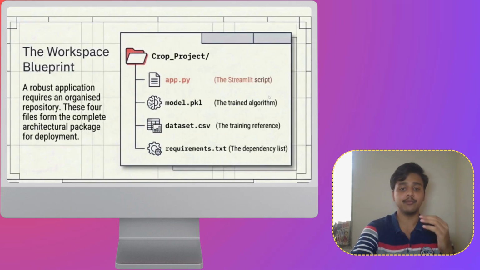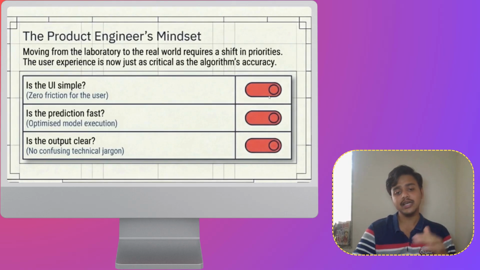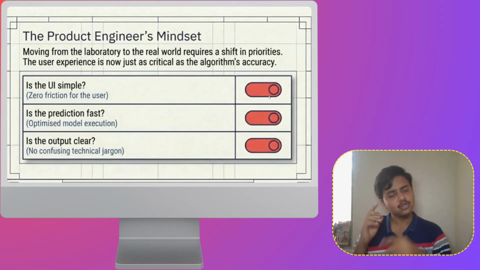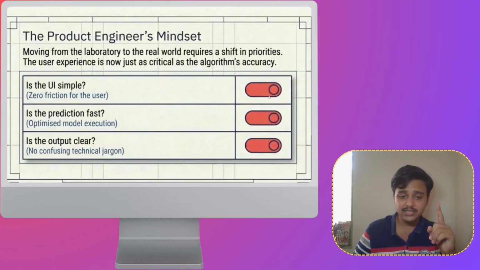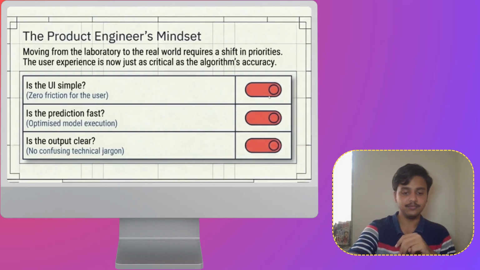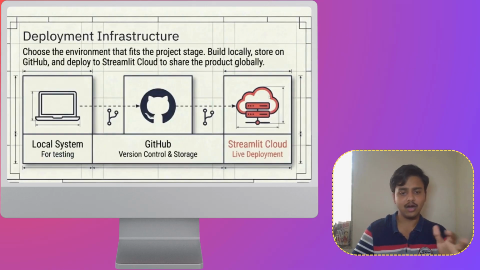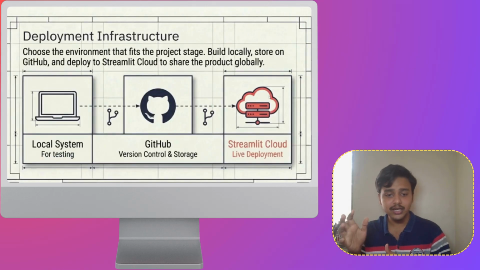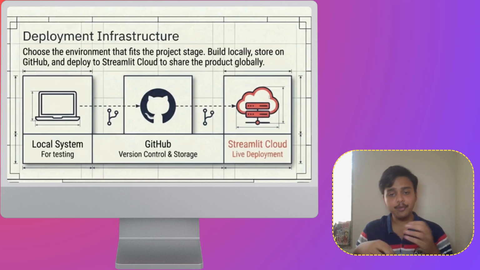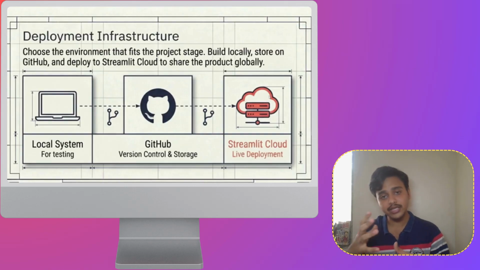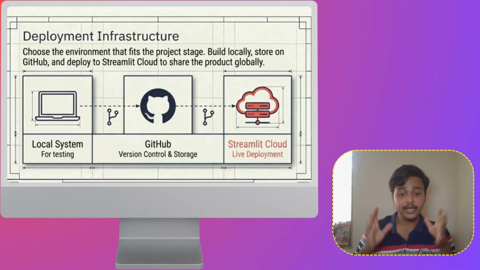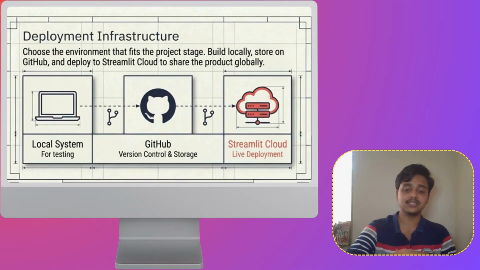Now, this is very important. Building a project is different from writing code. So ask yourself, is the UI simple? Is the prediction fast? And is the output clear? These matter as much as the accuracy. Now, once the system is built, you can run it locally or upload it to GitHub and deploy using Streamlit Cloud, which we are going to see in the next part. Your project becomes accessible globally then.